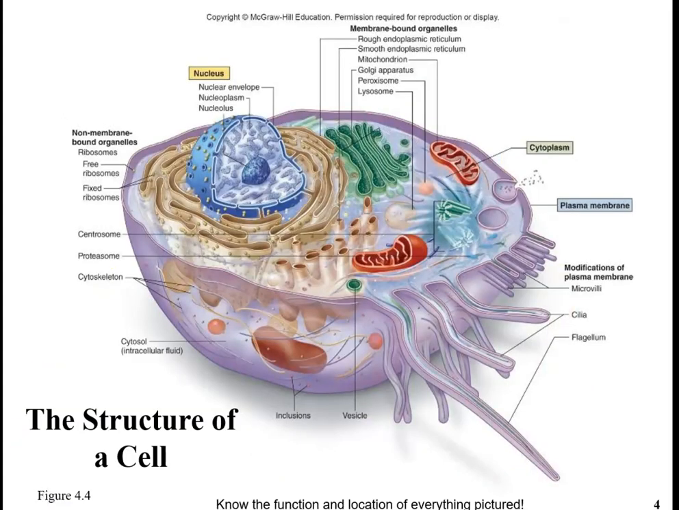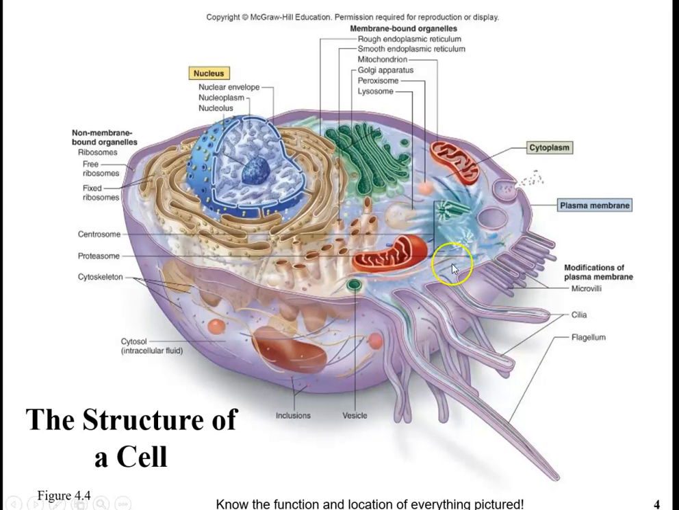So in this chapter, we'll talk pretty extensively about the structure of a cell. We'll also talk about the function of all of these different structures that make up a cell. So going from outside in, we've got the plasma membrane on the outside. And you can have modifications to the plasma membrane. So you can have microvilli, you can have cilia, and you can have flagella.